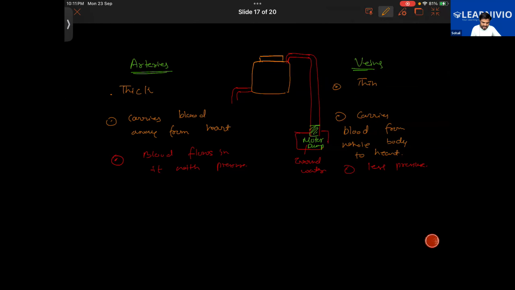Nonetheless, what I'm trying to say is that our heart acts as a motor pump. It acts as a pumping machine. So our heart is pumping the blood into the artery with great pressure.